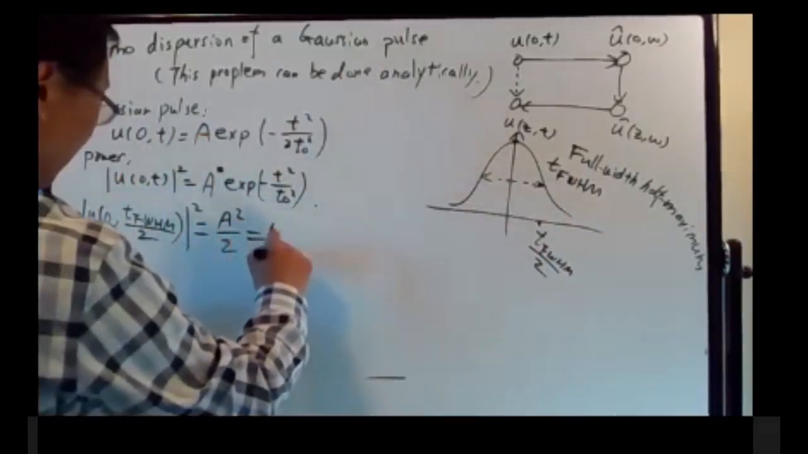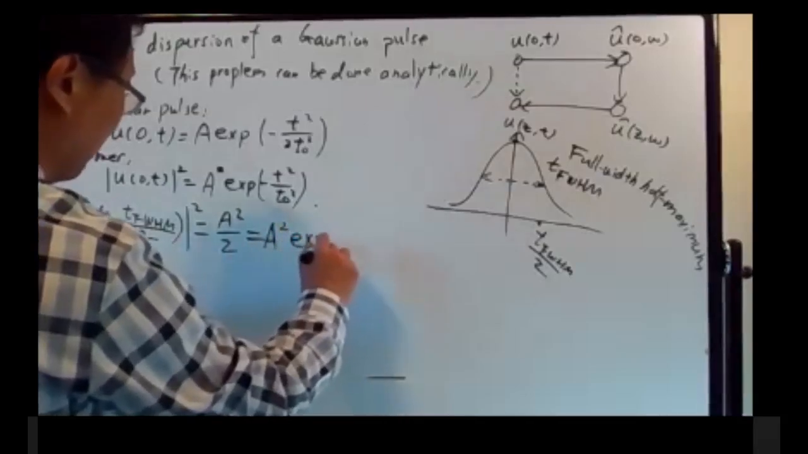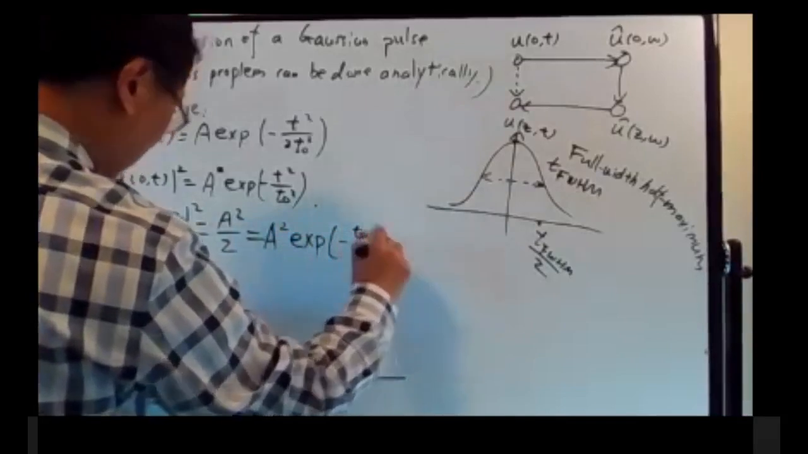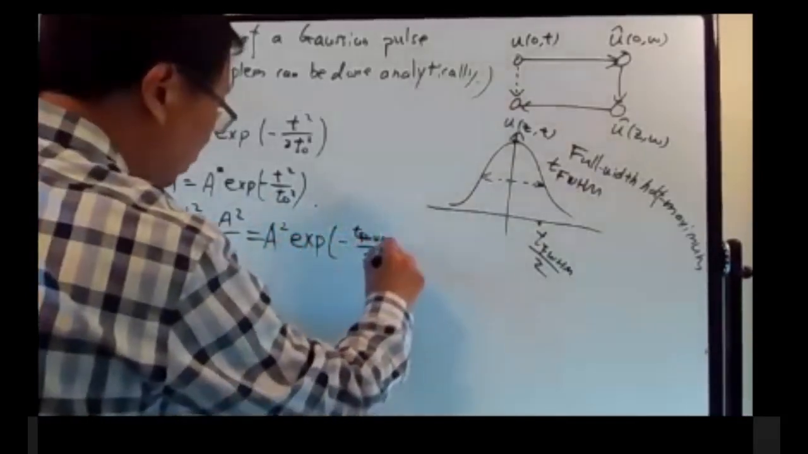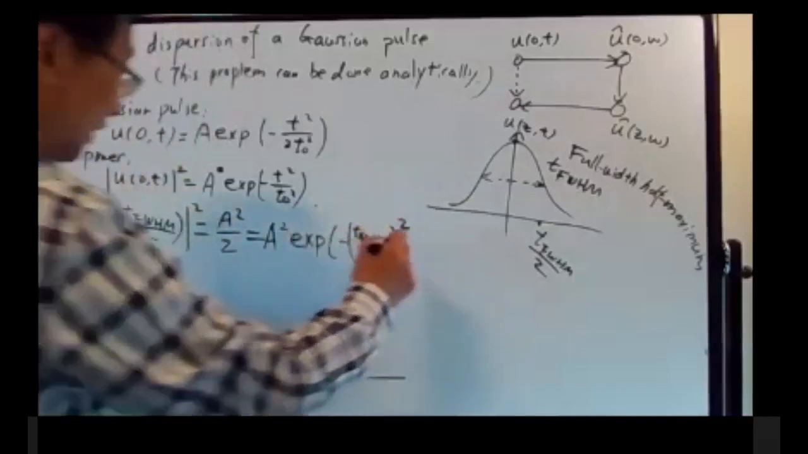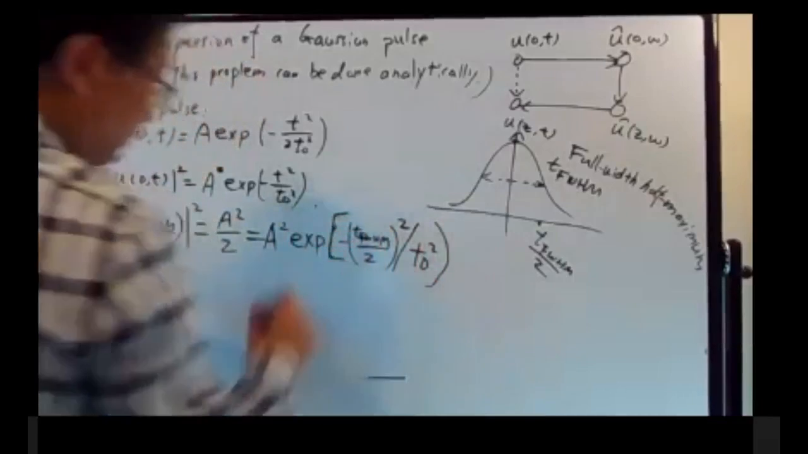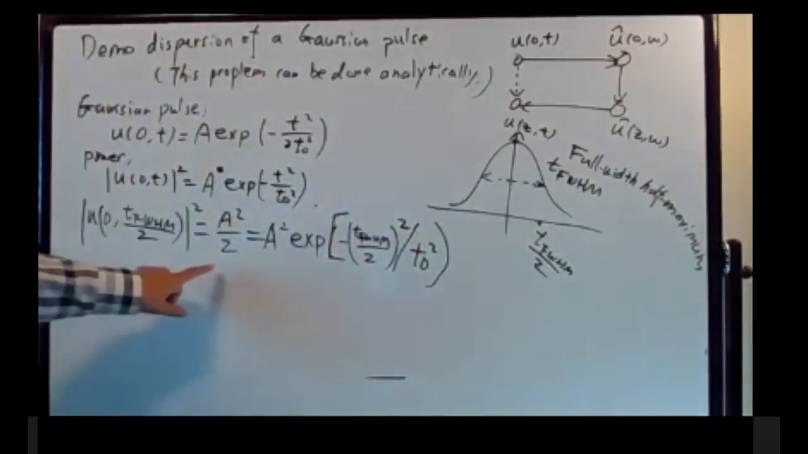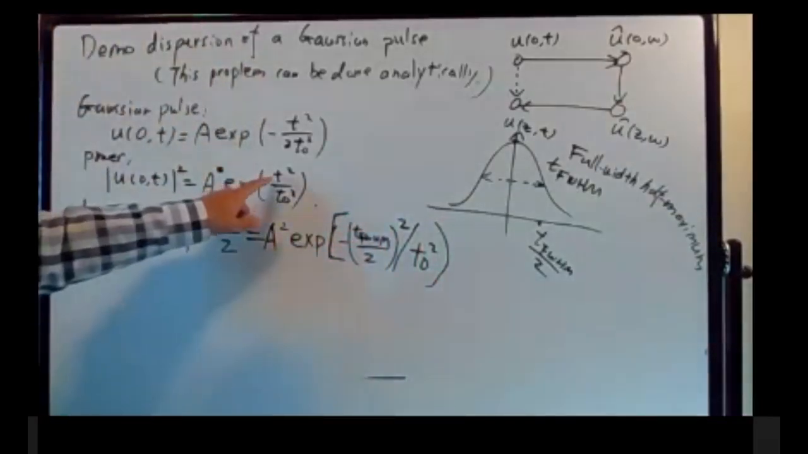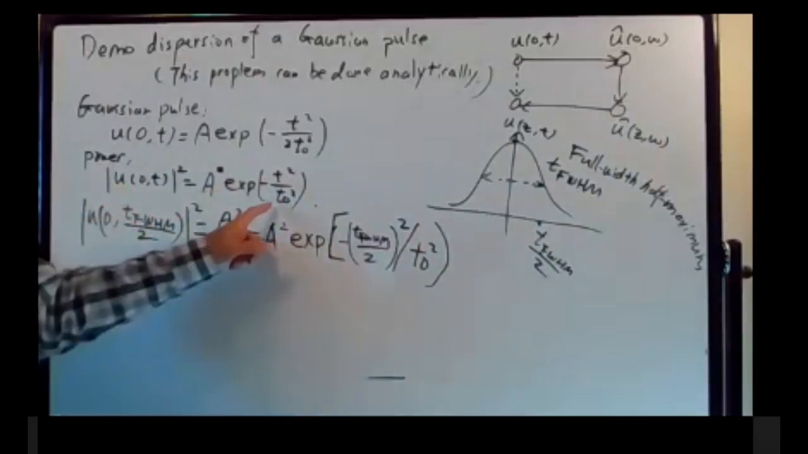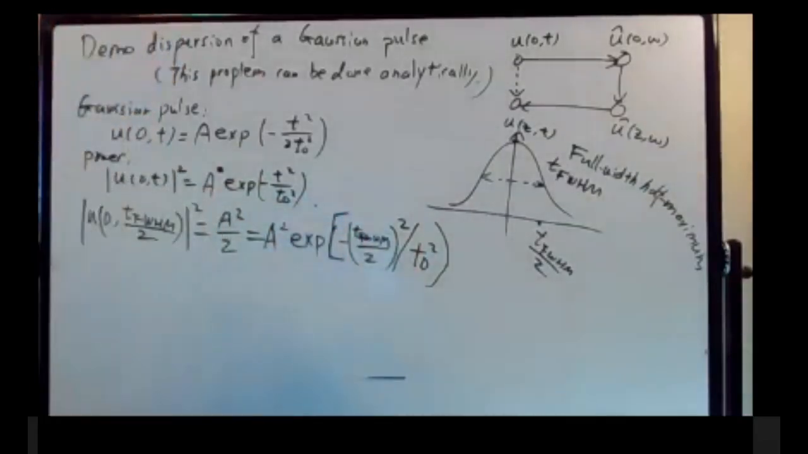And this value should be A squared exponential negative T full width half maximum over 2 squared, divided by T naught squared, right? So I just substitute T by T full width half maximum divided by 2, and then divide by T naught squared. Okay?